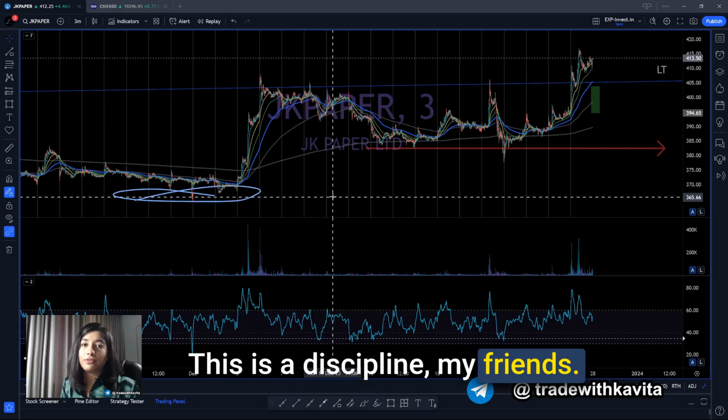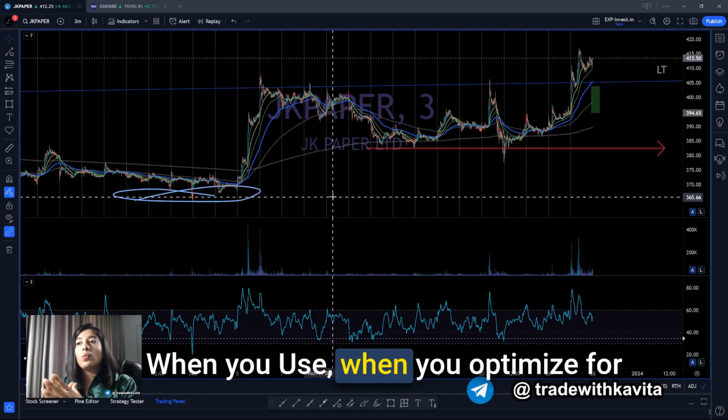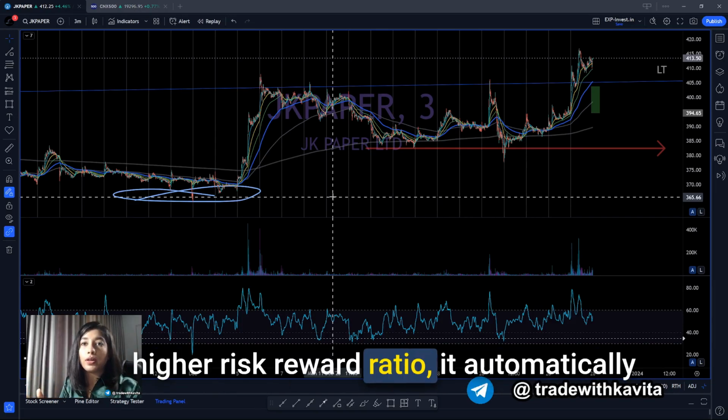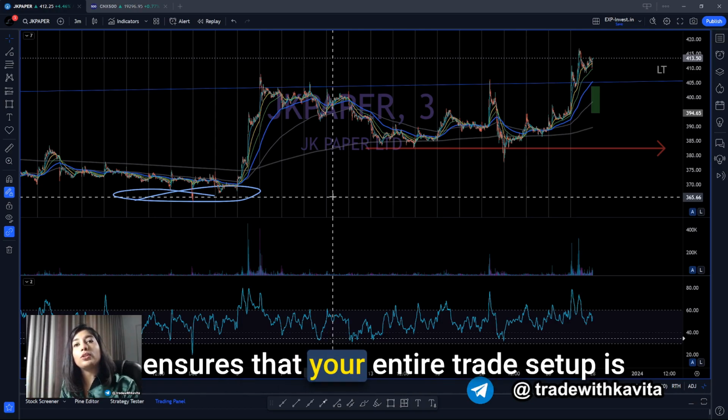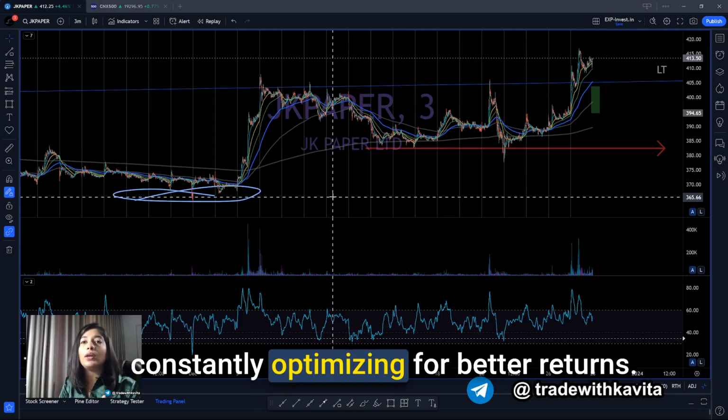This is a discipline, my friends. When you optimize for a higher risk reward ratio, it automatically ensures that your entire trade setup is constantly of better returns.